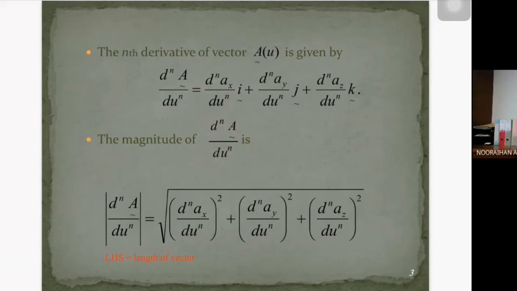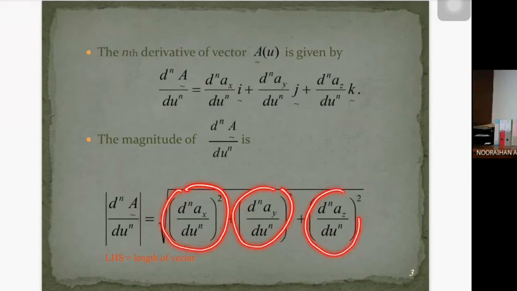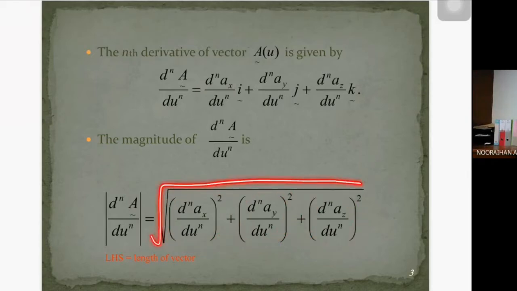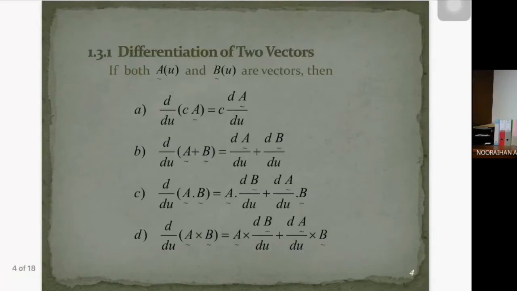Then the magnitude of this differentiation is equal to, okay, the first component squared plus the second component squared and the third component squared, and then you have to take the square root of all this together. Then you'll get the magnitude of d^n A/du^n. Okay, so this is the differentiation of vectors.